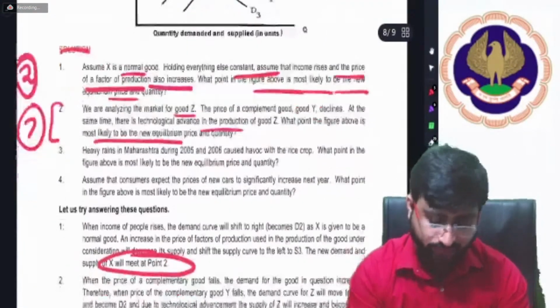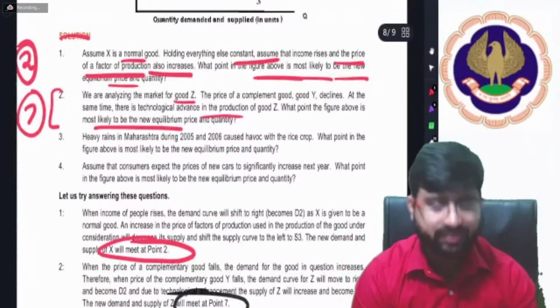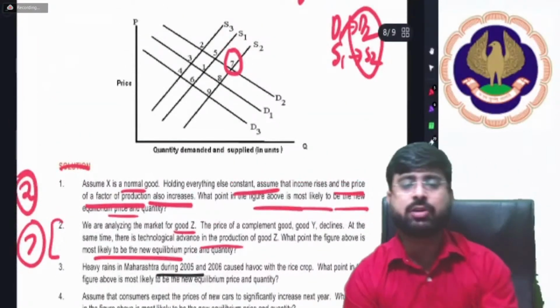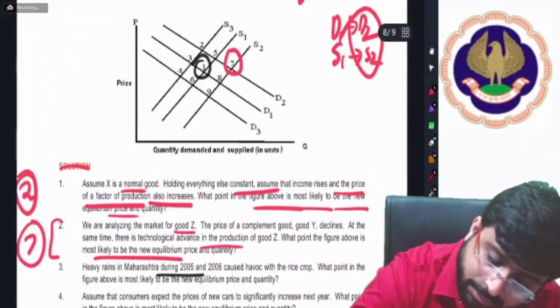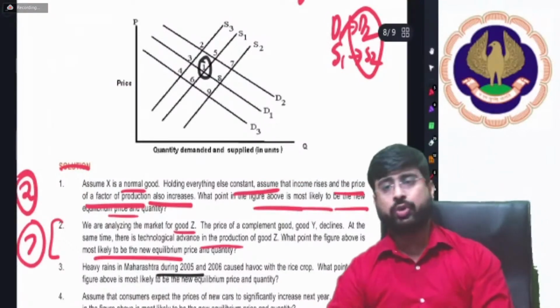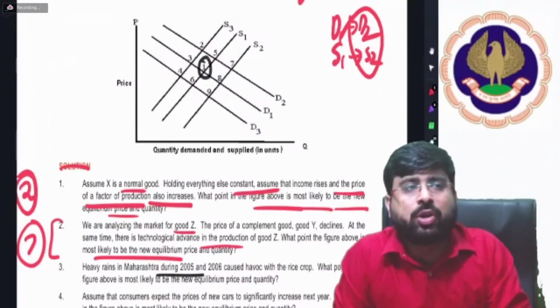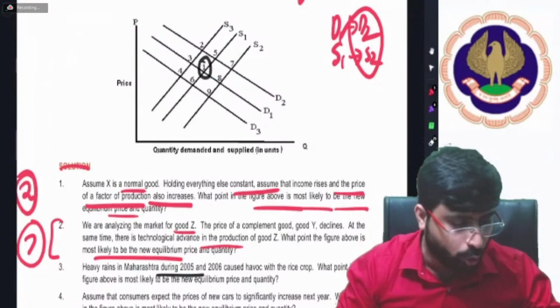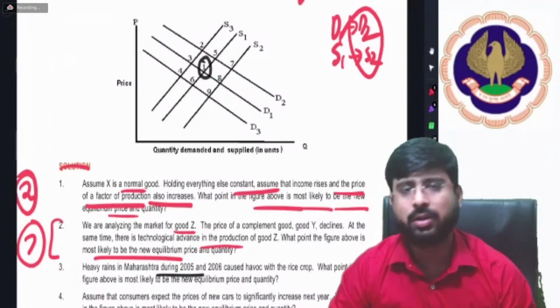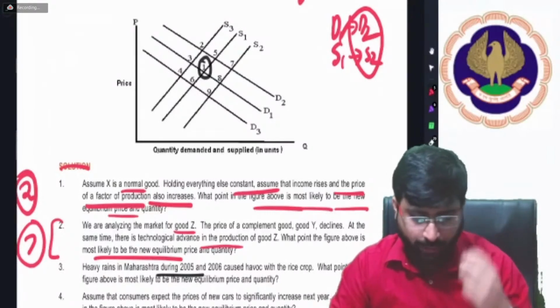Heavy rains. First, let's verify the answer. Yes, it is 0.7. Now moving on. Heavy rains in Maharashtra always start from point 1. Remember, you will always start from the initial point, that is point 1. Students, you should not make this mistake of assuming some other point. You always start from the initial point, that is point 1.